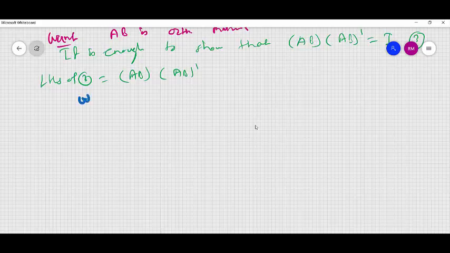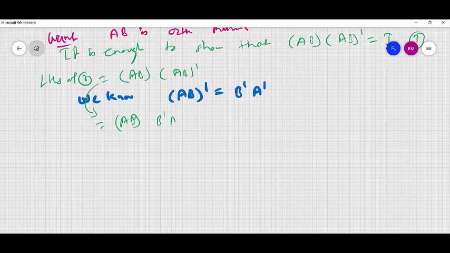We know (AB) transpose is equal to B transpose A transpose. So it will become (AB) transpose, which is nothing but B transpose into A transpose. Use the associative property: B transpose A transpose.